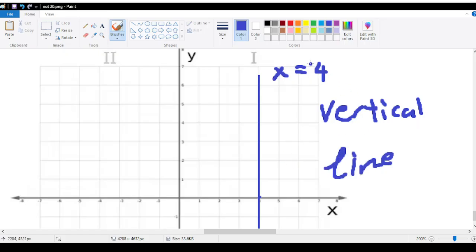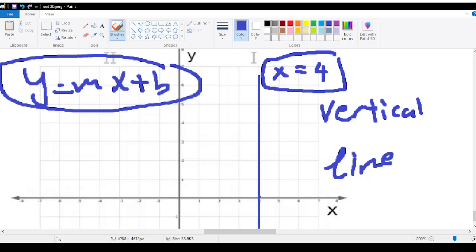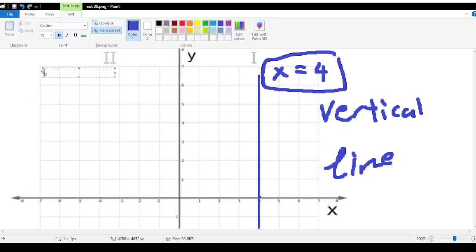I'm going to call it a vertical line. By the way, Shamsa, here we cannot find the slope and we cannot find the y-intercept because this is not in the form y equals mx plus b. We cannot compare this to that, so I cannot find the slope. If someone asks you about the slope, there is no slope. If someone asks about the y-intercept, there is no y-intercept. If it's a vertical line, there is no slope nor y-intercept.